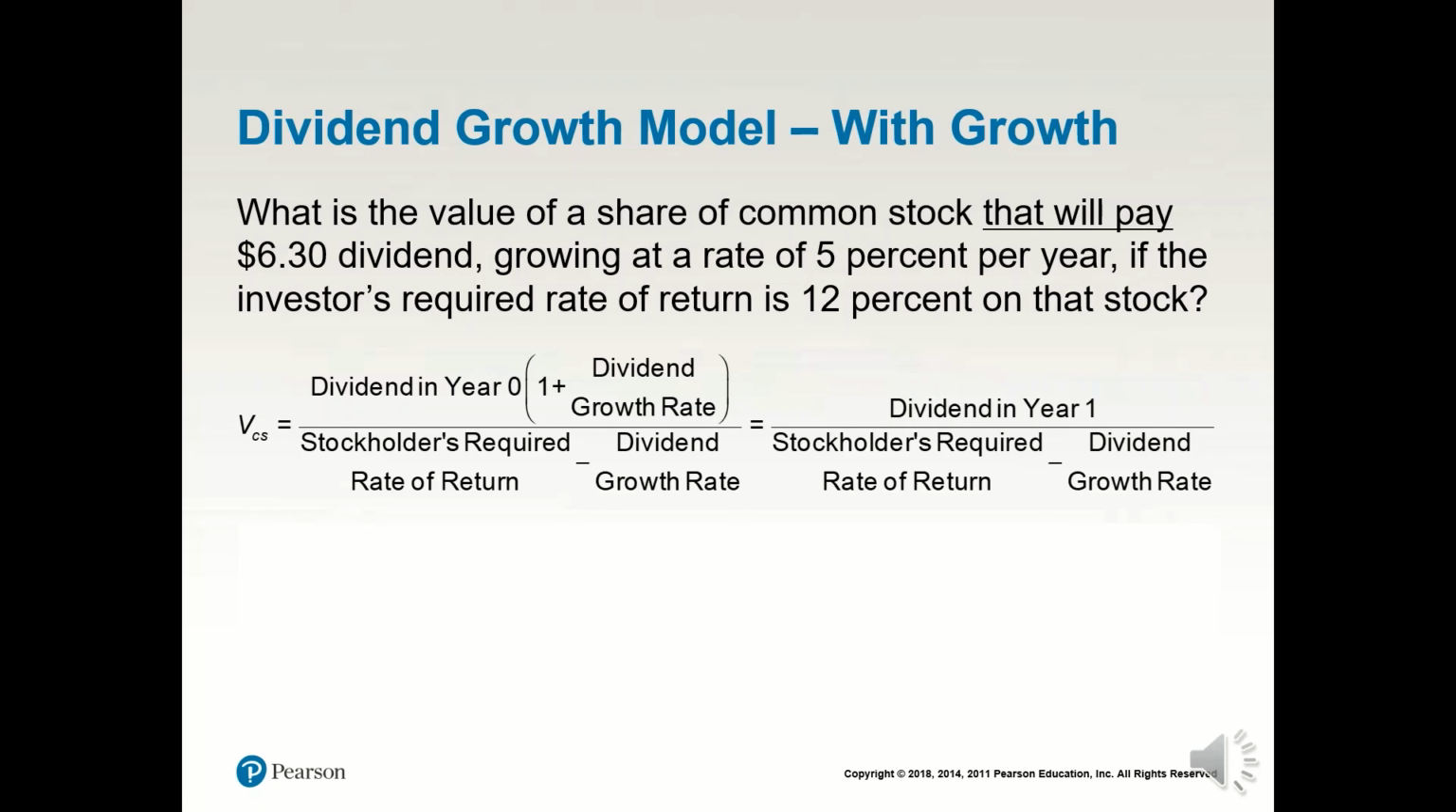Because they're telling us that the common stock will pay the dividend, that tells us the $6.30 dividend reflects dividend in year 1. Dividend in year 0 is reserved for last year's dividend that has already been paid. In this case, we take our $6.30 dividend and divide it by our stockholders' required rate of return of 12% minus our dividend growth rate of 5% to come up with our value of common stock of $90.